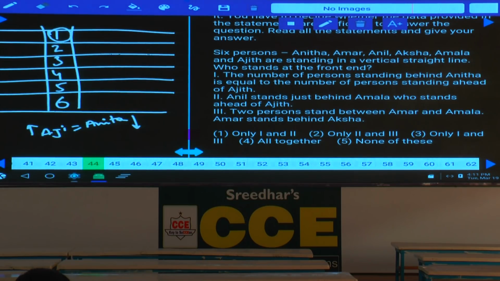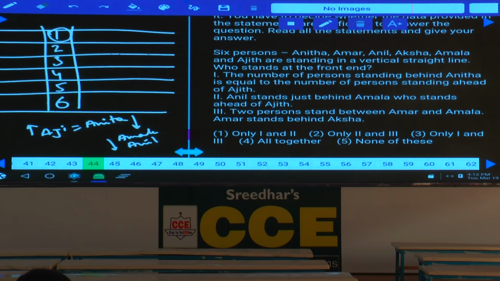Next one, condition number 2. Anil stands just behind Amala. Amala stands ahead of Ajit. Amala is ahead of Ajit, but how many persons are in between Amala and Ajit is not clearly known. Hence with the help of this, 1 and 2 is not sufficient to determine the answer.